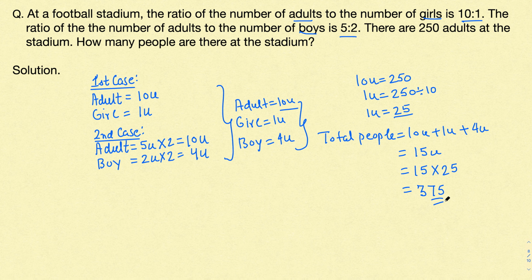375. Okay, so we can write our answer quickly. So our answer is there are 375 people at the stadium. Okay, so that's our solution. Hope you liked it.